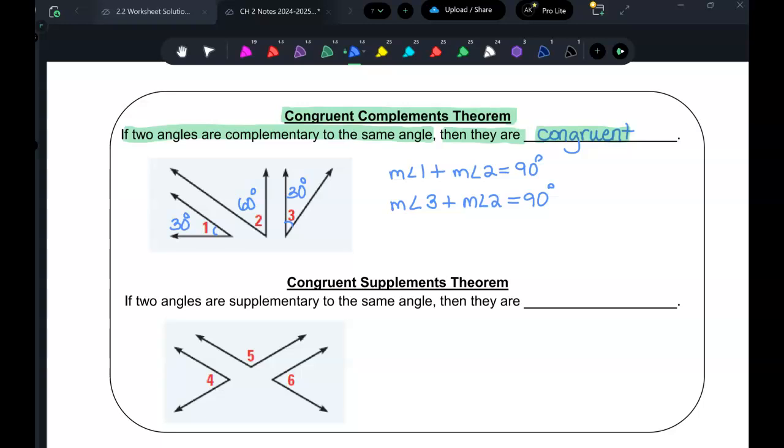What do we notice? Well, if you have something added to angle 2 has to be 90, and then you have something else added to angle 2 also has to be 90, what can we say about the measure of angle 1 and the measure of angle 3? They are congruent. They have to be equal to each other no matter what.